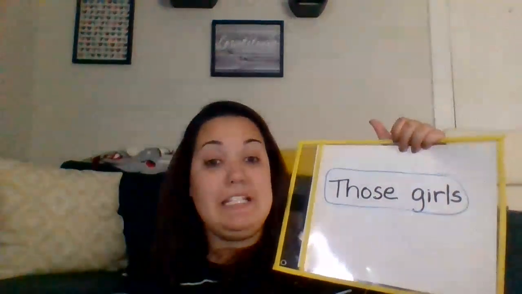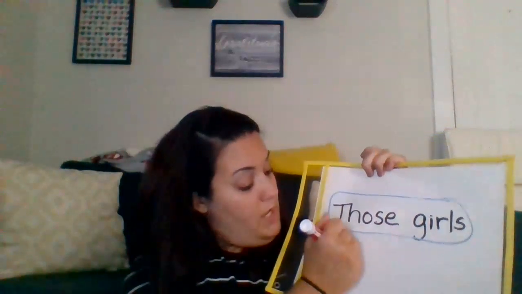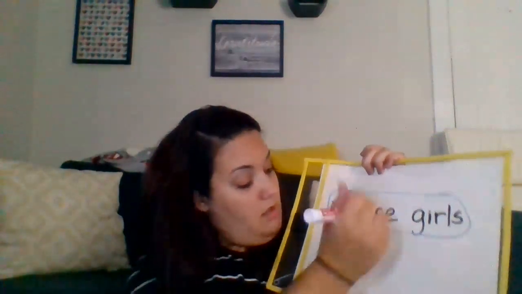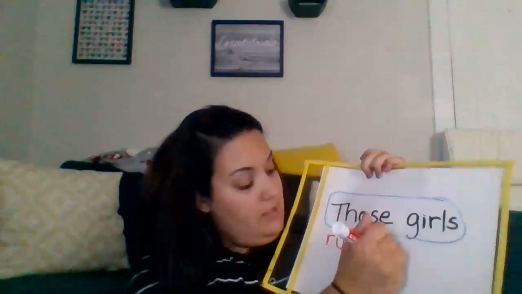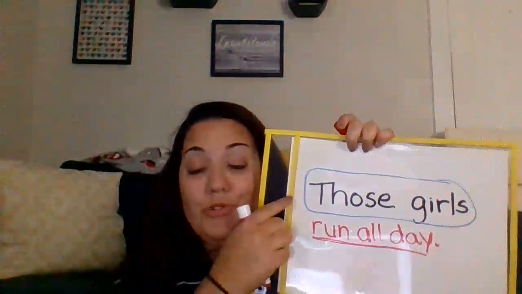It's just a subject. If I wanted this to be a complete sentence, I could add: those girls run all day. Now I have a complete sentence because now I added a predicate. Those girls is the subject. Run all day is the predicate. It tells me what those girls did. Let's try another one.